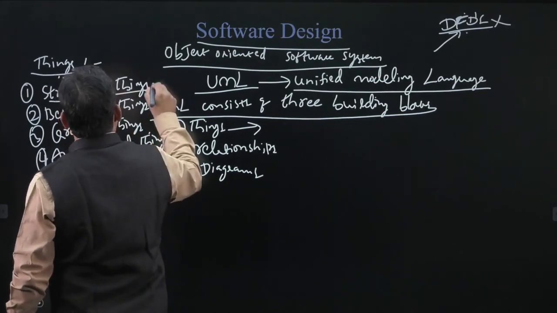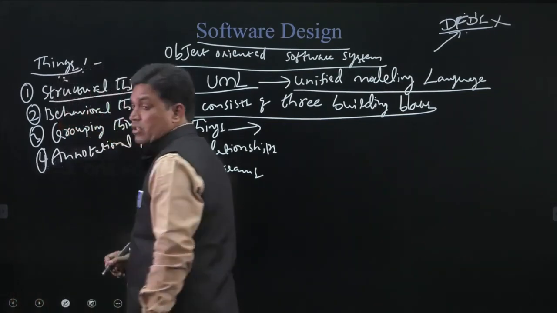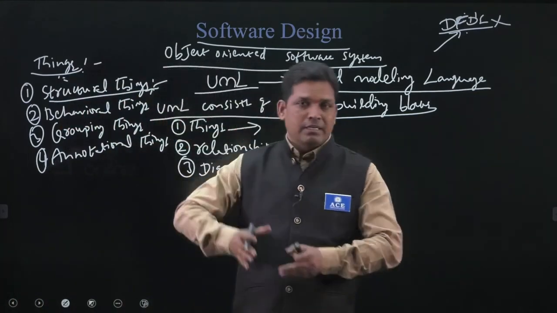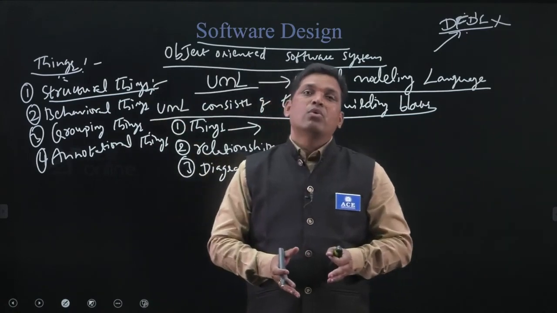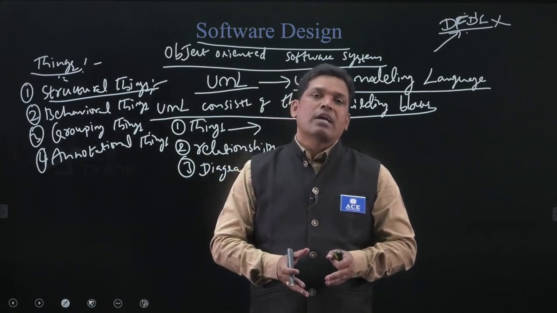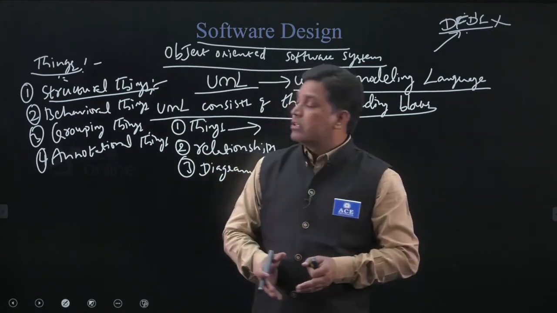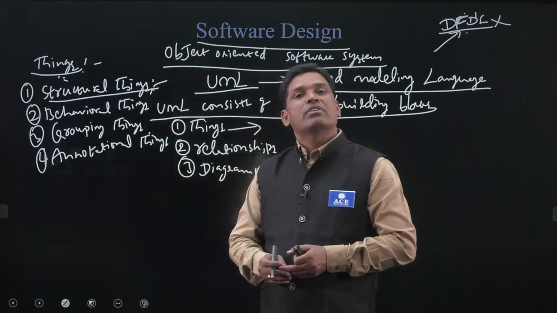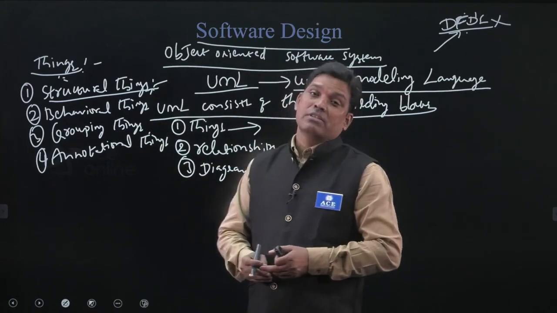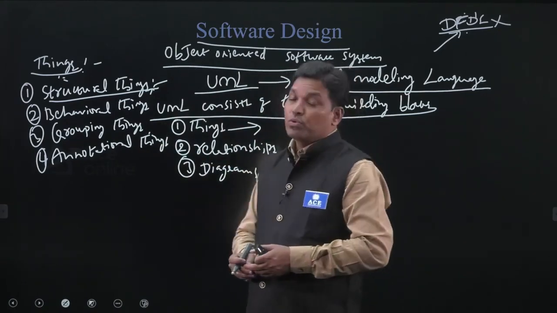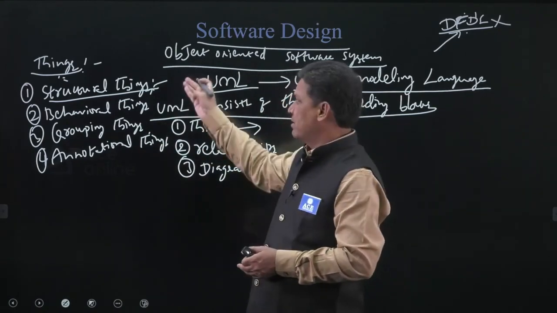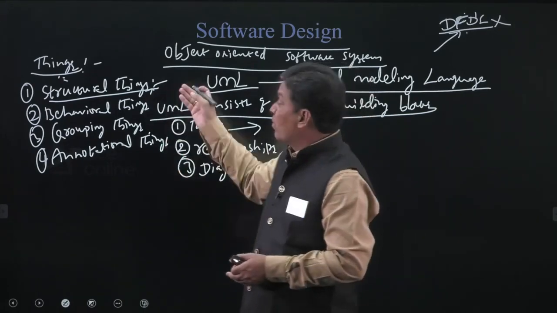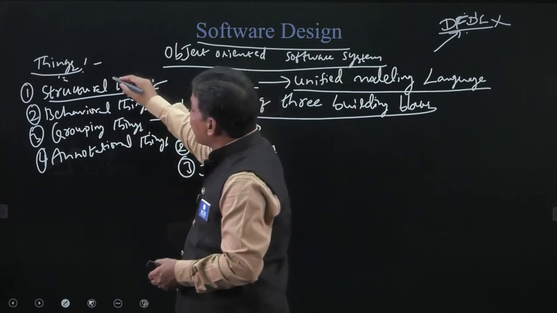So what is the importance of these structural things? Structural things were used for modeling the static view of a software system. If the developers and the clients want to understand the static view of a software system, they can view it using these structural things. Examples are classes, interfaces, components, and nodes; all of these come under structural things.